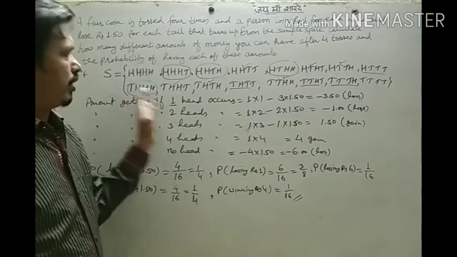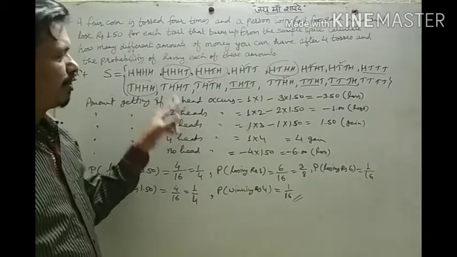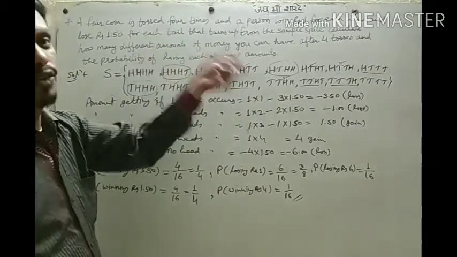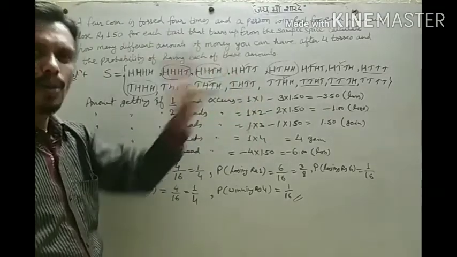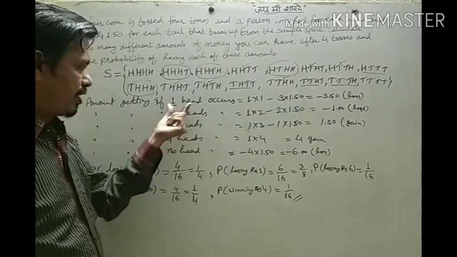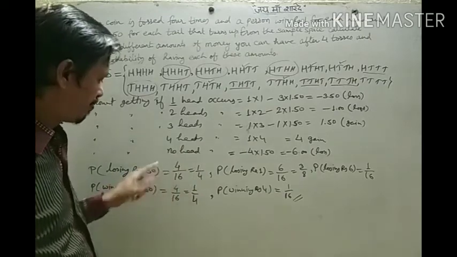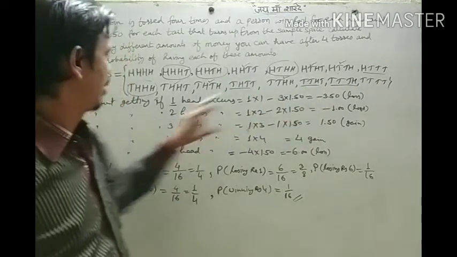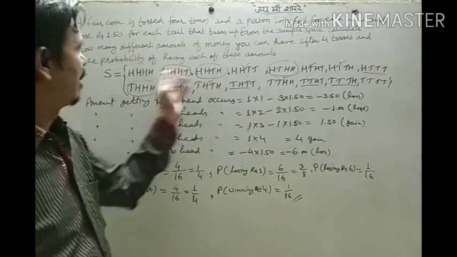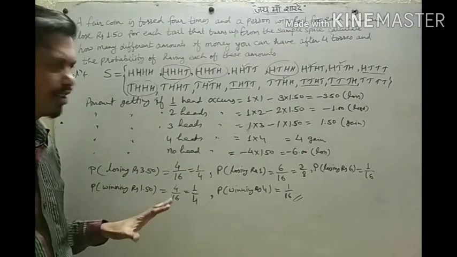So how to write it? It's clear. Then if we get 1 head, what will be the amount? 1 rupee for 1 head, and we have to lose 1.5 for each tail. Simple maths is there. In the same way we can find for 2 heads, 3 heads, 4 heads, no head. Then we can find the probability. The probability of losing this means the probability of getting 1 head. Like this we can find. So the sample space is there, and you can see the sample points for particular events. Check. Complete.